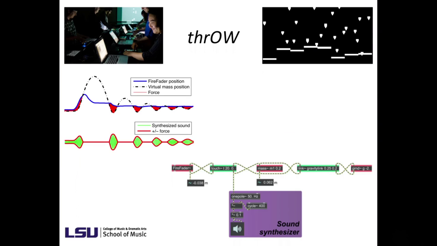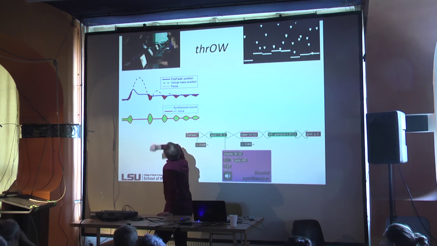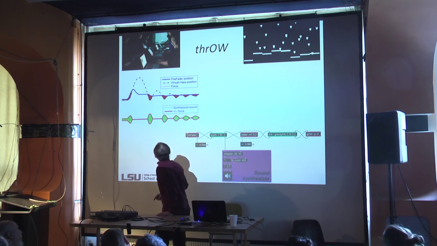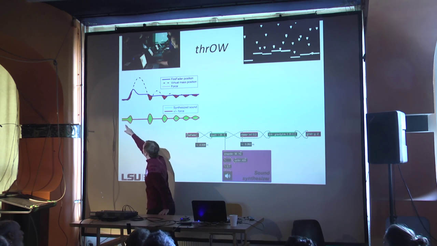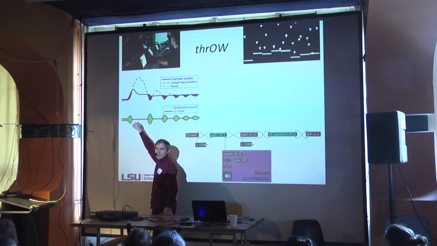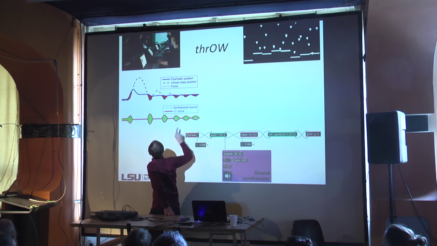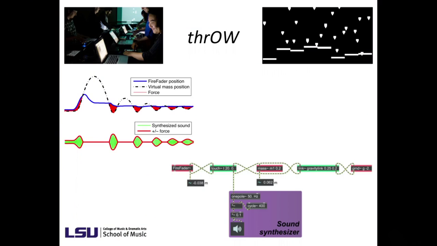Basically, if you imagine the blue line is the position of the device, and the dotted black line is showing a person throwing a mass up and down. The difference between those curves is proportional to the force. That curve is then used as an amplitude envelope for synthesizing the sound. So that's where the sound came from in that piece. It's an interesting way of thinking about physical modeling, where you combine a physical model and some more traditional sound synthesis to make musical sound.